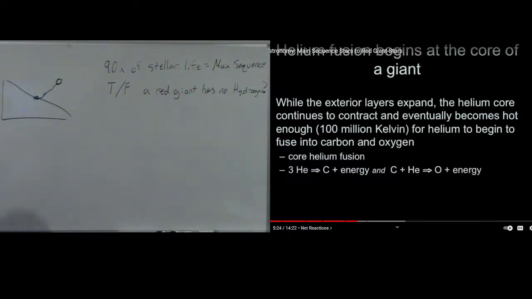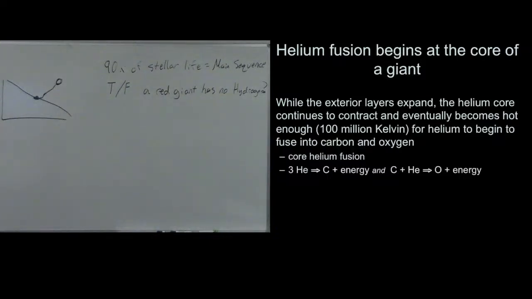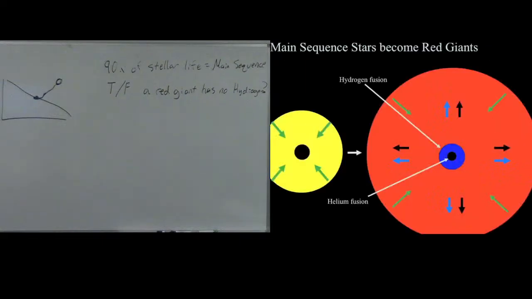And so what are the net reactions? You have 3 heliums can fuse into a carbon, you get some energy. You don't need to know this, but you can now also have a carbon plus a helium and build an oxygen. And you also get energy out this way. These reactions are going to happen at a much faster pace than the hydrogen to helium reactions that were occurring during the main sequence lifetime of the star.